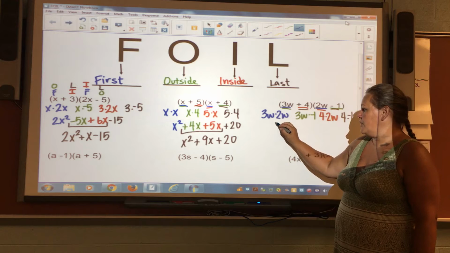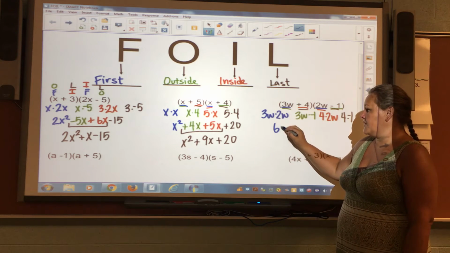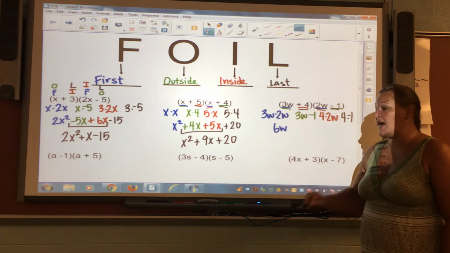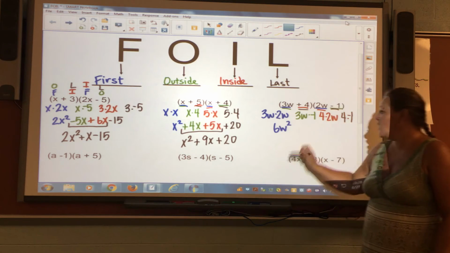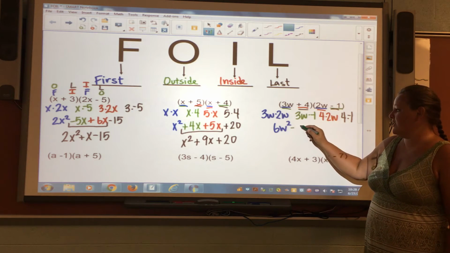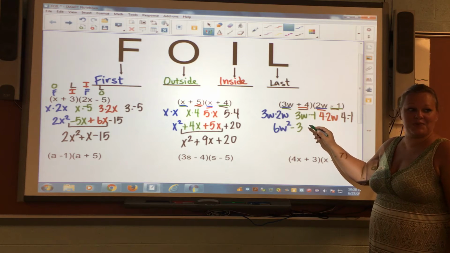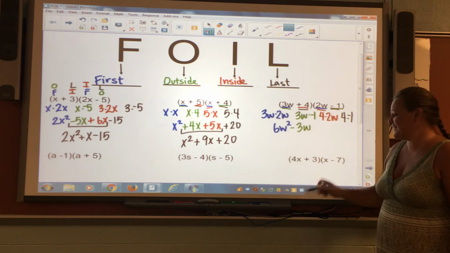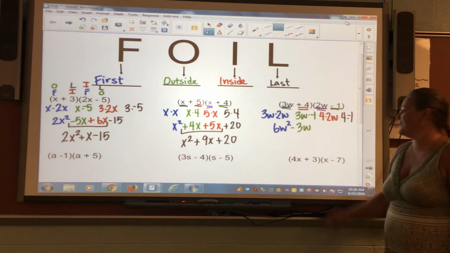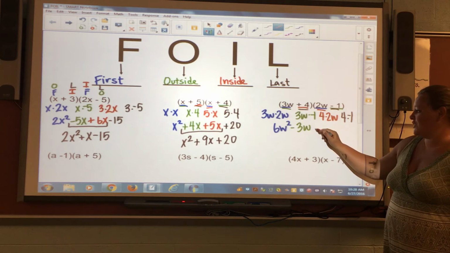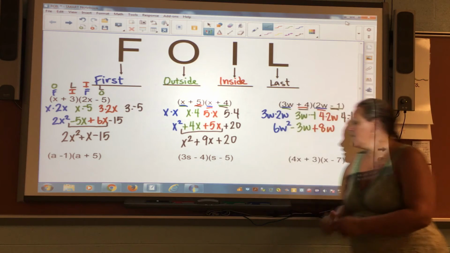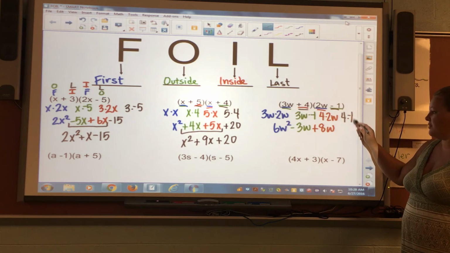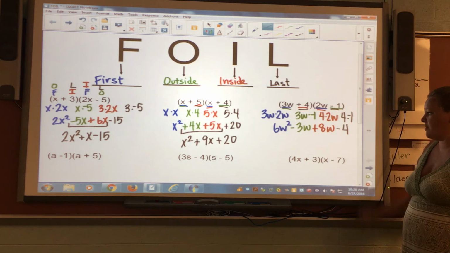3 times 2 is 6. We have the same base, so we will keep it and add the exponents. 1 plus 1 is 2. 3 times negative 1 is negative 3w. 4 times 2 gives me a positive 8w. And 4 times a negative 1 gives me negative 4.